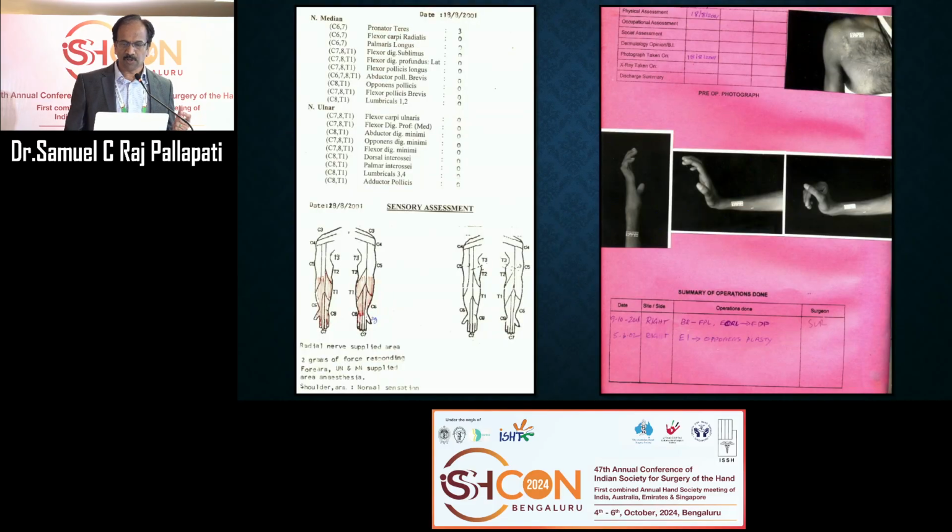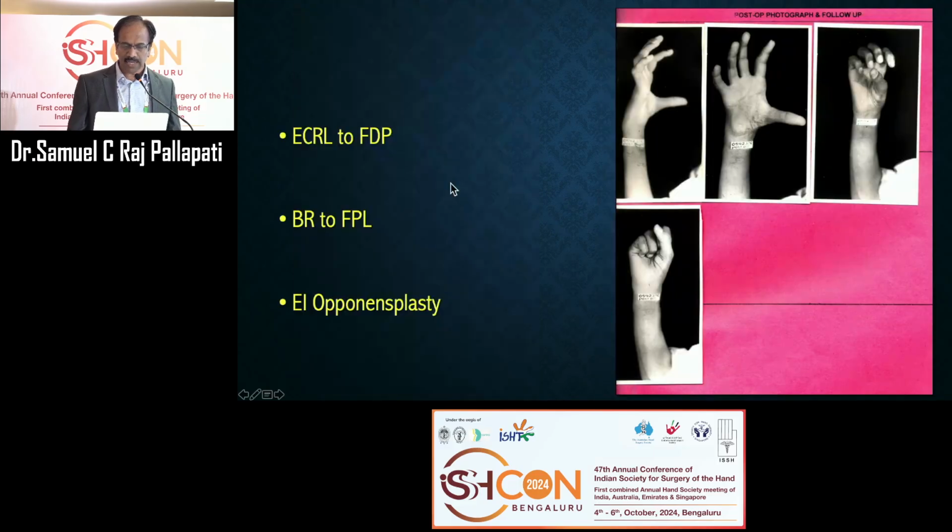This is another example of a gunshot injury, as you can see near the axilla. Both median and ulnar nerve were paralyzed, grade 0 power. He had the transfers ECRL to FDP, BR to FPL, EI opponensplasty. Again, you can see full closure of the fingers, the thumb, and also good opposition of the thumb to the fingers.